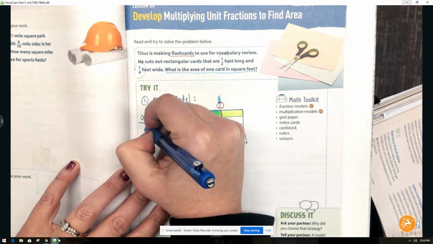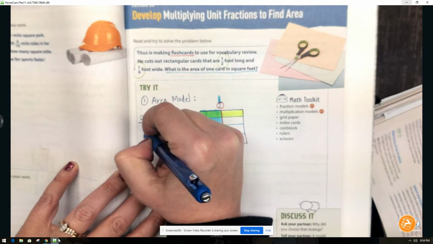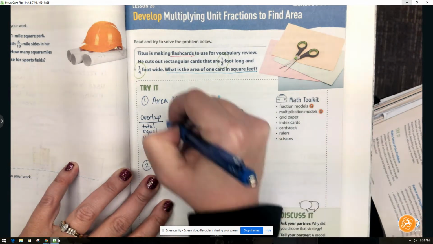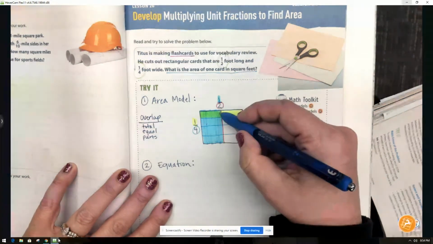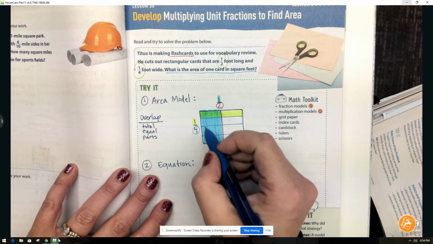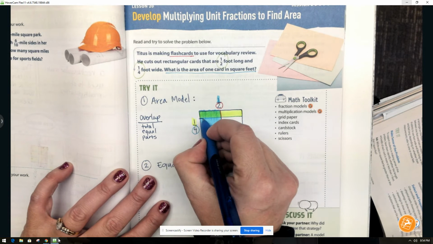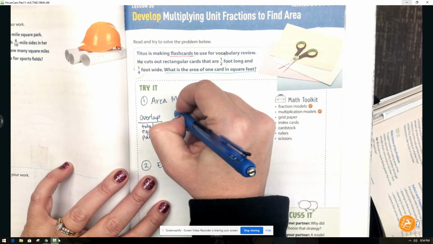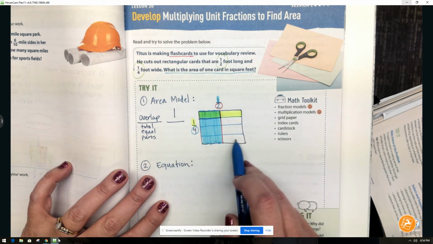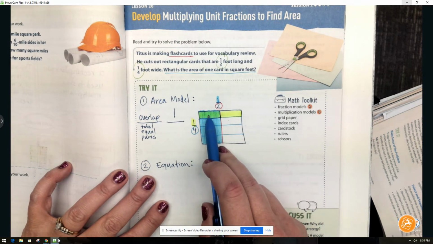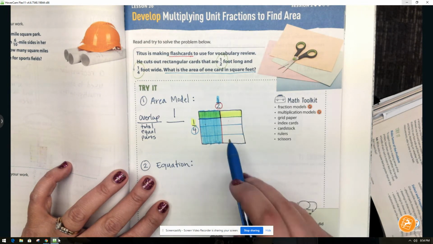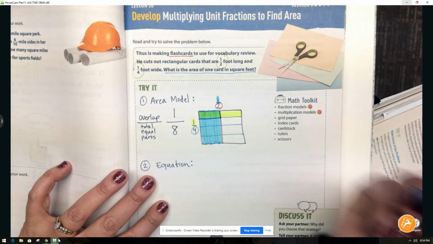The denominator is the total equal parts. So in this case, the overlap, how many equal parts overlap? Only one. Just this one. So my numerator is 1. My denominator is how many equal parts there are in the whole. So let's count. 1, 2, 3, 4, 5, 6, 7, 8. So my denominator is 8.